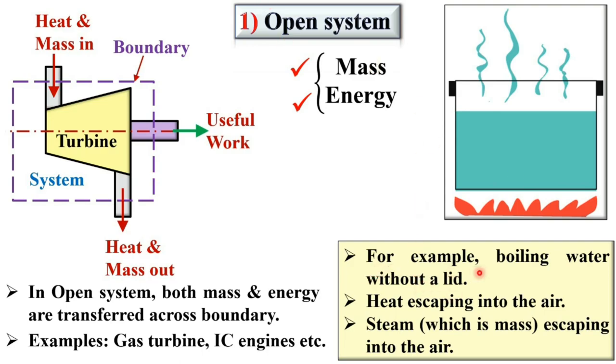Here it is written, for example, boiling water without a lid. Here you can see, or you can say, without a cap or cover. So in this case, heat escaping into the air, so we can say the energy is transferred. Next, in the same case, steam, which is actually the mass, escaping into the air, so mass is also transferred. So this is the example of the open system.